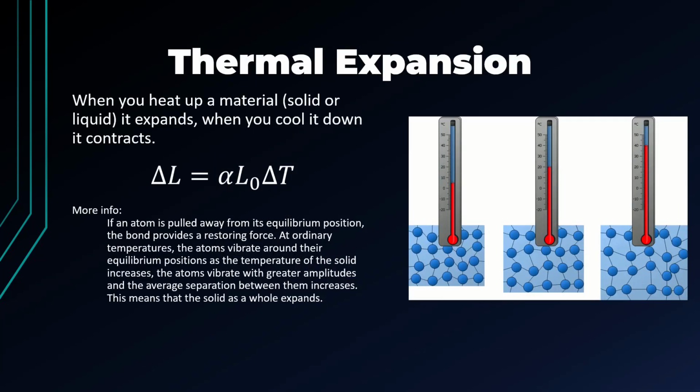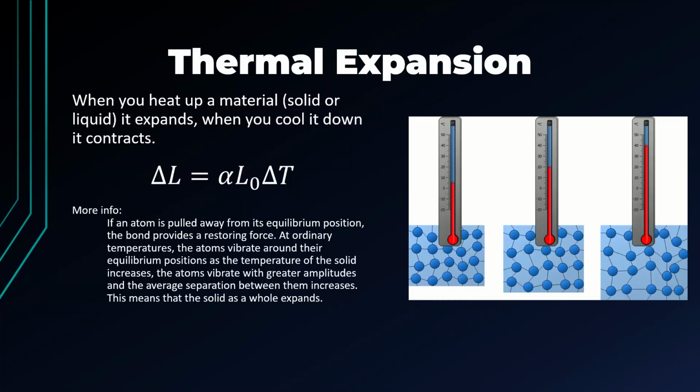So what happens whenever we heat a solid up, whenever we transfer thermal energy to a solid? Well, when you heat up a material, it tends to expand, and when you cool it down, it contracts. Why does this happen? Well, if an atom is pulled away from an equilibrium position, the bond provides that restoring force, like a spring.